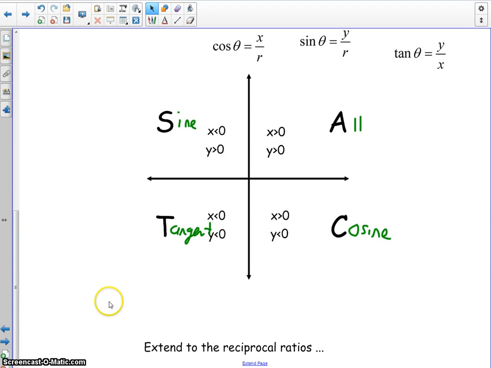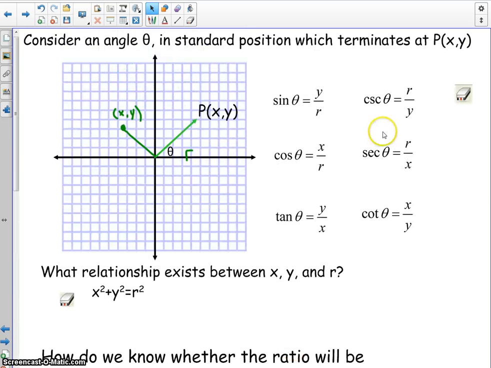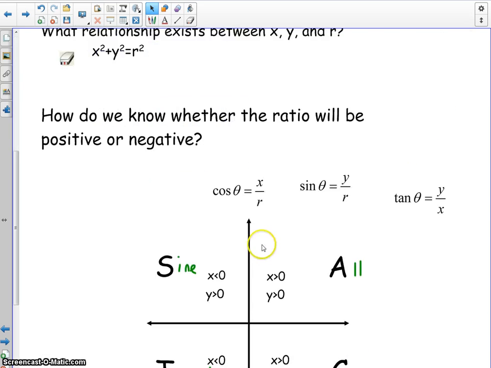Okay, and if you want to think about how this works for the reciprocal ratios, cosecant, secant, and cotangent are the reciprocals of sine, cosine, and tan. So they will have the exact same sign as the ones they're related to. So if sine is negative in a quadrant, that means cosecant will be negative in that quadrant. If it's positive, it means cosecant will be positive. So the reciprocal ratios have the same signs as the original ones.